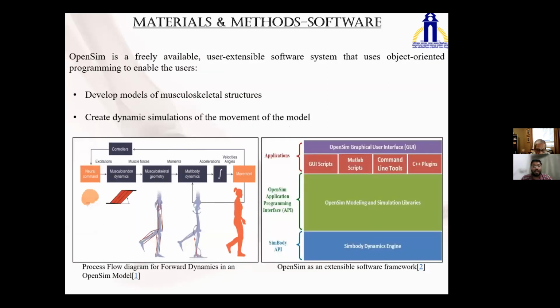What is OpenSim? OpenSim is a freely available, user extensible software system that uses object-oriented programming to enable the user. So one of the major issues for us at the time of COVID is the data. So we are trying to solve this crisis of data for students like us who don't get the scope to collaborate with a gait lab or with a hospital for the data. So this project, or the model developed by us, is very helpful for future study also.